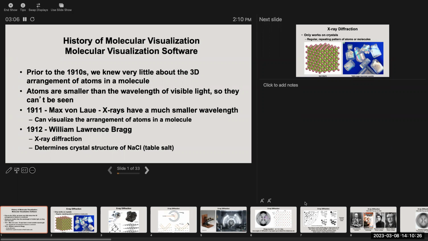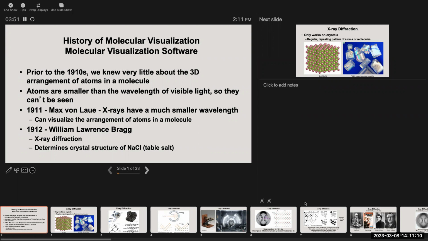In 1911, a physicist named Max von Laue recognized that X-rays have a much smaller wavelength than visible light, down to around 10 to the minus 10 meters. Remember that visible light has a wavelength in the range of 10 to the minus 7 meters. X-rays are down around 10 to the minus 10 meters, which is about the size of a hydrogen atom, which means that anything bigger than a hydrogen atom, you can, quote unquote, see with X-rays. And he proposed that because X-rays have this smaller wavelength, you might be able to use X-rays to actually determine the three-dimensional structure of molecules.